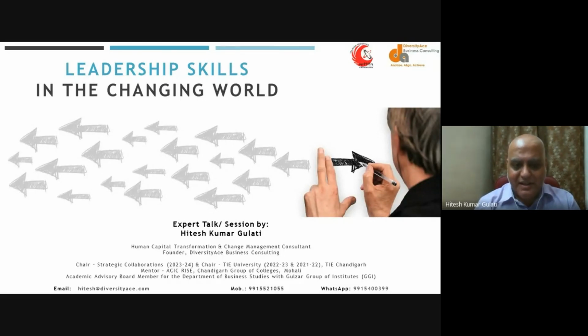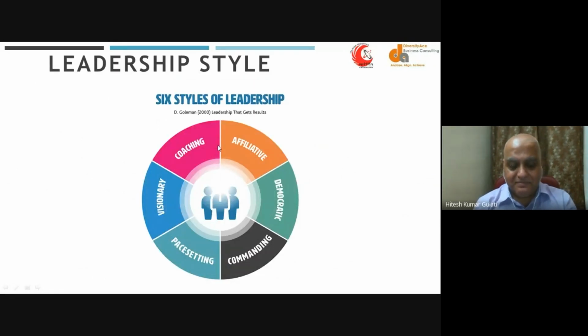Column one is your commanding leadership style. Column two is your democratic leadership style. And column three is your affiliative leadership style. Column four is visionary leadership style. Column 5 is pace setting leadership style. And column 6 is coaching leadership style. Now the most interesting part.